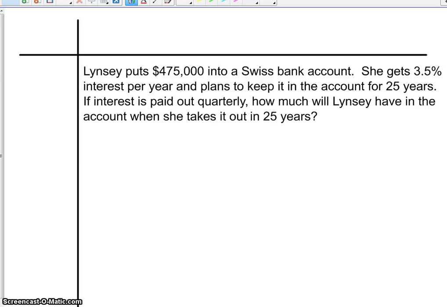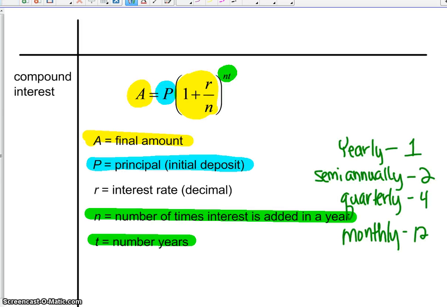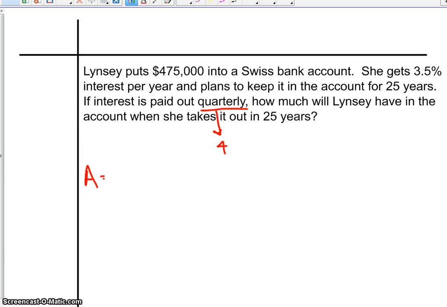Okay, so Lindsay puts $475,000 into a Swiss bank account, 3.5% interest rate, wants to put the money in there for 25 years. If it's paid out quarterly, so 4 times a year, how much will be in the account when she takes it out in 25? Truly would suggest you just go ahead and use this formula. On the test, you'll be given the formula. So A equals P times (1 plus r over n) all to the nt. So 475,000, that's your initial amount that she's putting into the account.